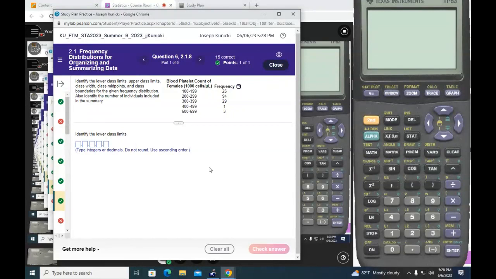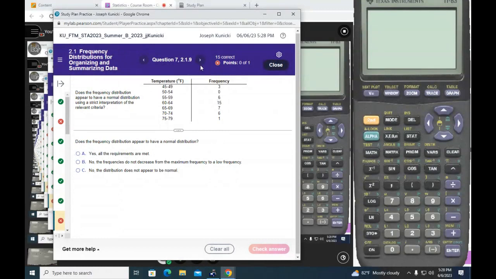Okay, and identify the number of individuals. That's pretty easy. 119, 148, 49, 51, 150. Okay, so you get that? All right, so that's going to be one of yours for homework.